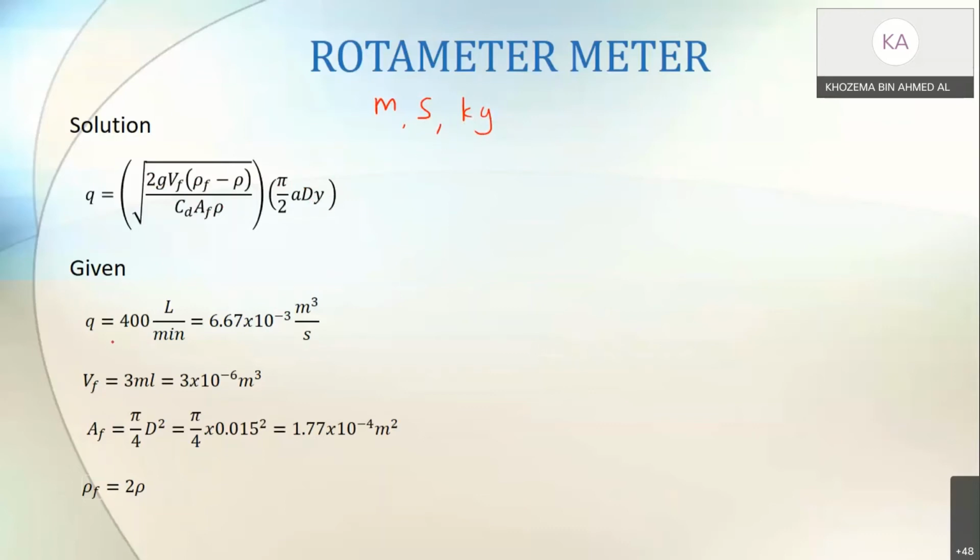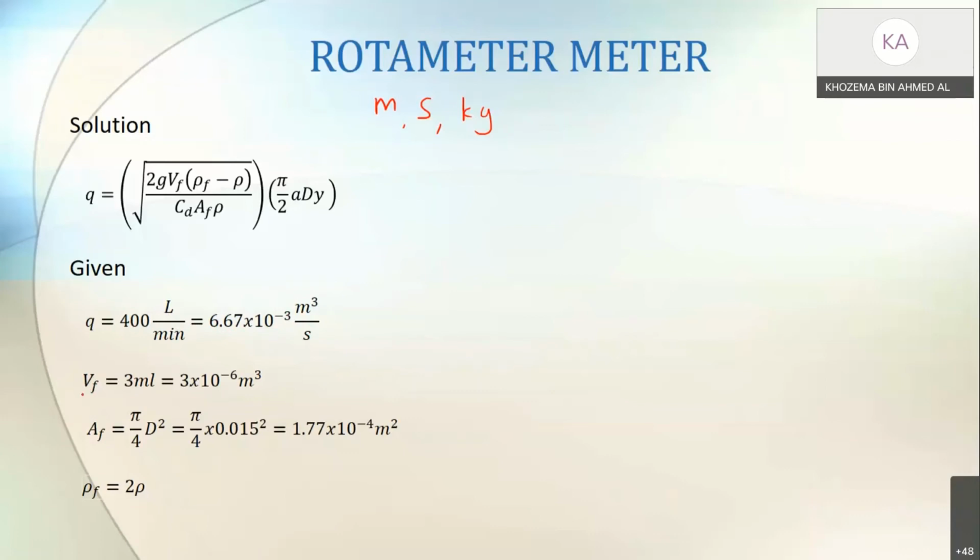So 400 liter per minute, convert it. Okay, try to convert it on yourself. What is the conversion factor of 1 liter to 1 meter cube? What is the conversion factor for 1 minute to second? So if I'm correct, 400 liter per minute is actually 6.67 times 10 to the power of negative 3 meter per second. So this is already in meter and second.